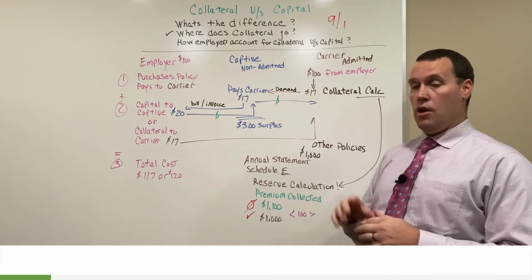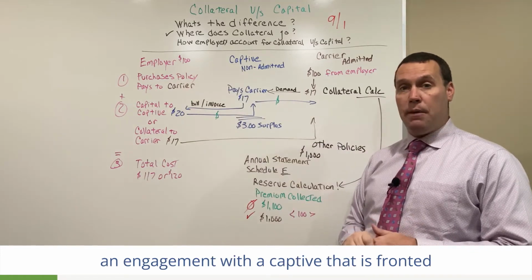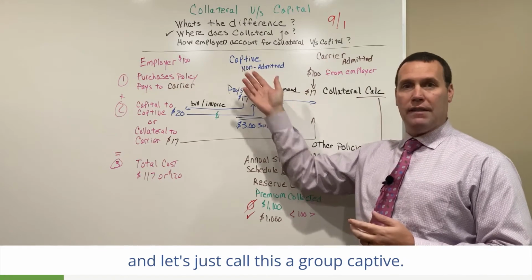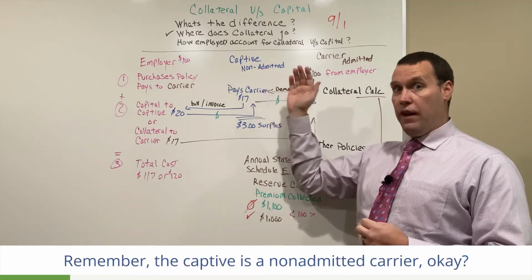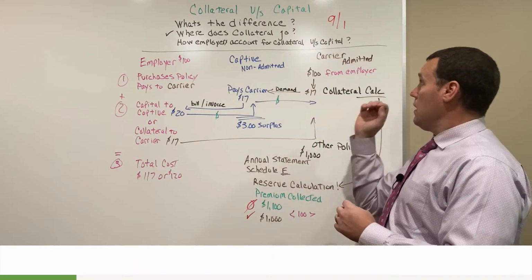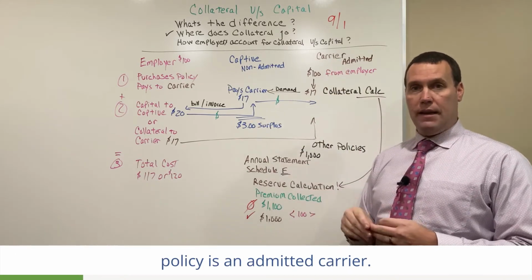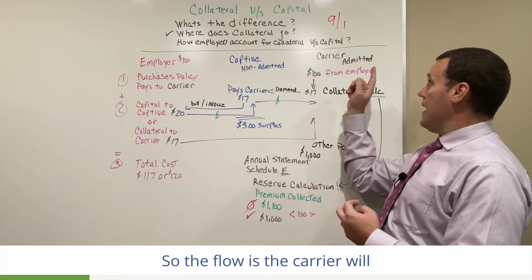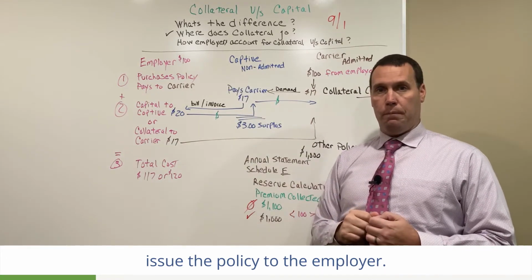carrier. So in this example, the employer enters into an engagement with a captive that is fronted. And let's just call this a group captive. Remember, the captive is a non-admitted carrier. Okay? The carrier who issues the policy is an admitted carrier. So the flow is the carrier will issue the policy to the employer.